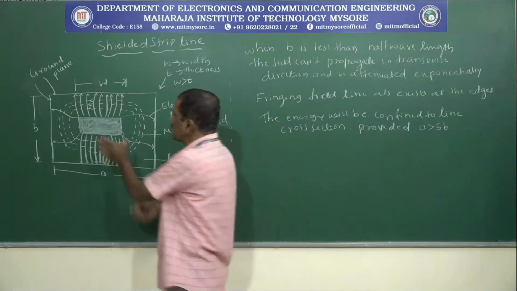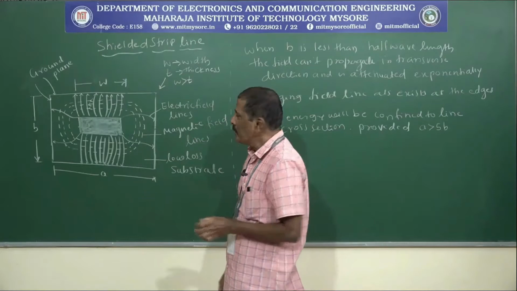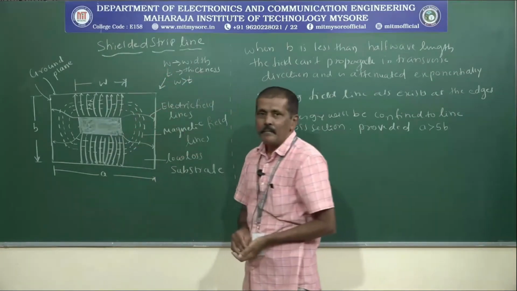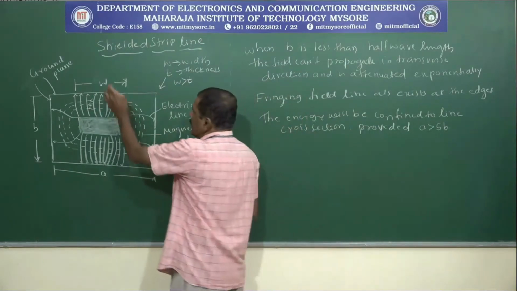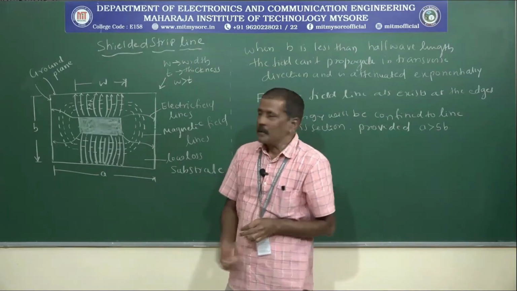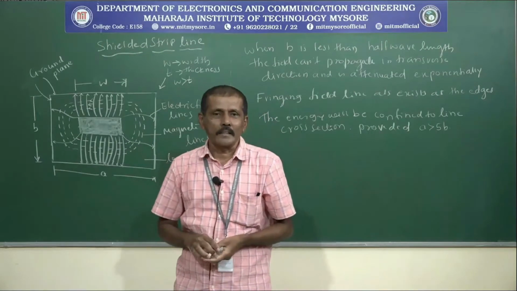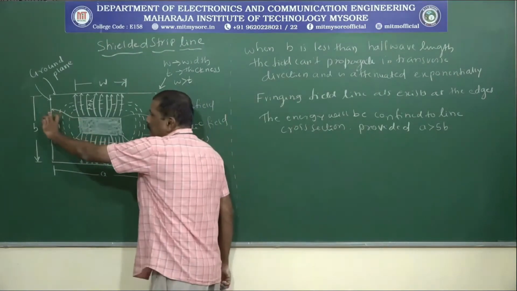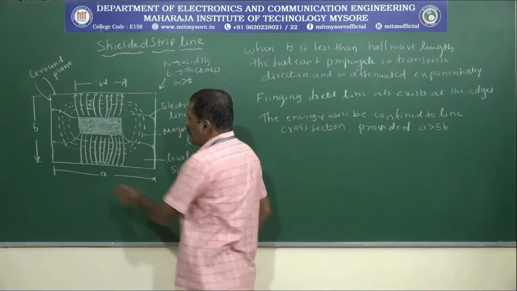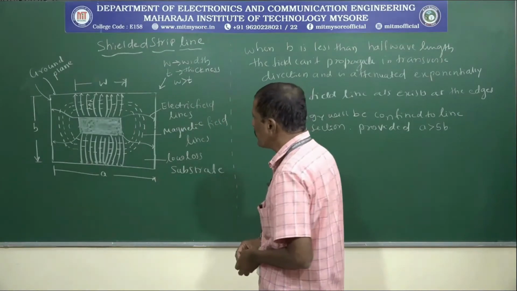This conducting plate has a width W and a thickness T, and the width W is always greater than the thickness. These things are managed in order to maintain the characteristic impedance. B is the thickness of the dielectric substrate and A is the width of the dielectric substrate.